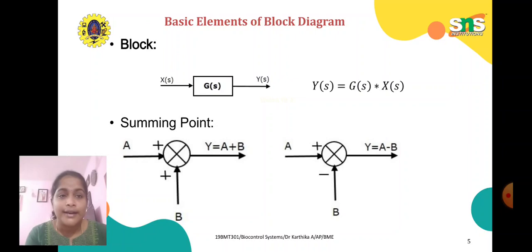And here, the basic elements of block diagram are blocks. Our transfer function is G of s, our input is X of s and output is Y of s. The output Y of s is equal to G of s multiplied with X of s. For the summing point, we have a cross symbol and either plus plus or plus minus. If it is plus plus, the output is y equal to a plus b, and if it is plus minus, the output is y equal to a minus b.